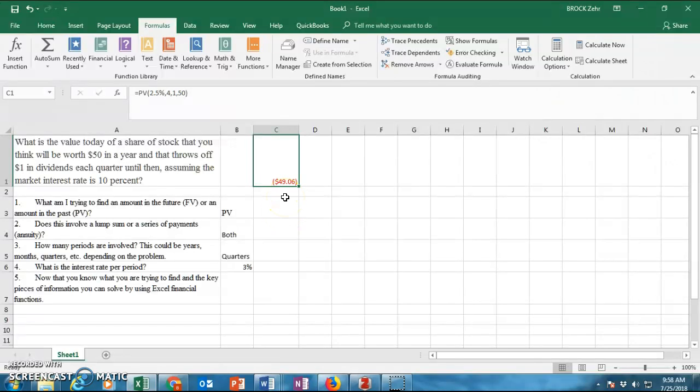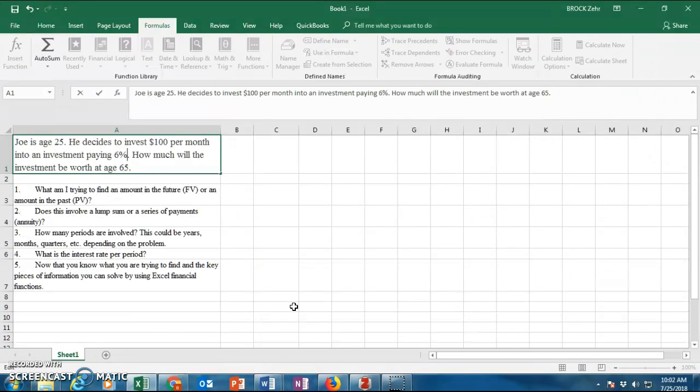In other words, the stock that I think is worth $50 in the future that pays me $1 per quarter in dividends when the market interest rate is 10% would be worth $49.06 today based on present value calculations. Let's look at one more.